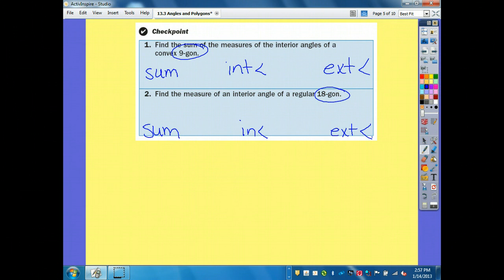Okay, will you put the sum up there for number 1, please? Then pick a boy for the interior angle. Pass it off, boy, girl, boy, girl.